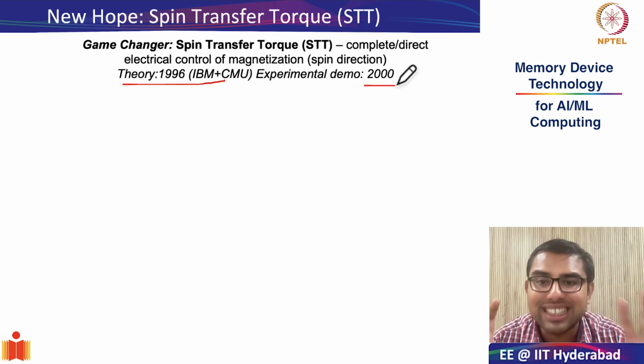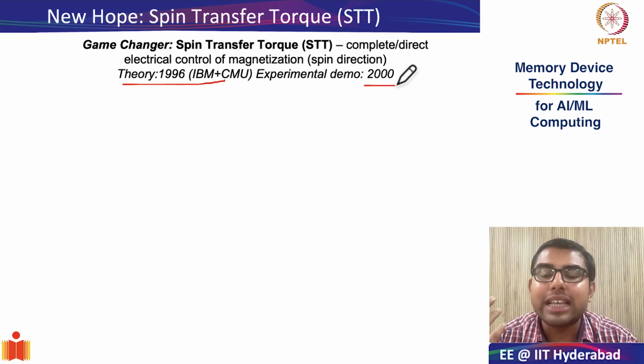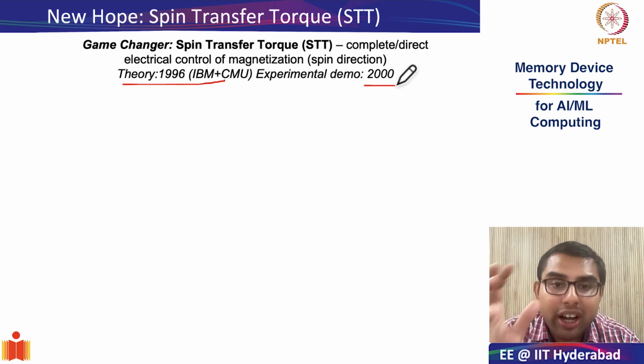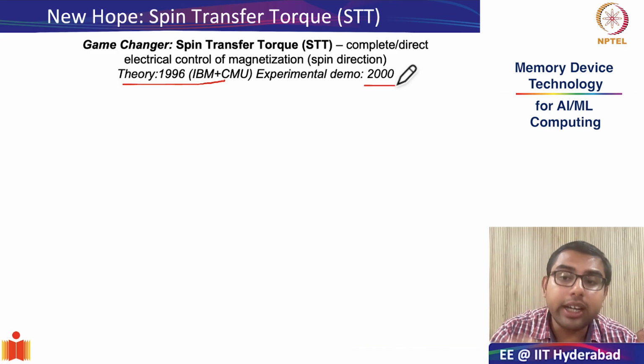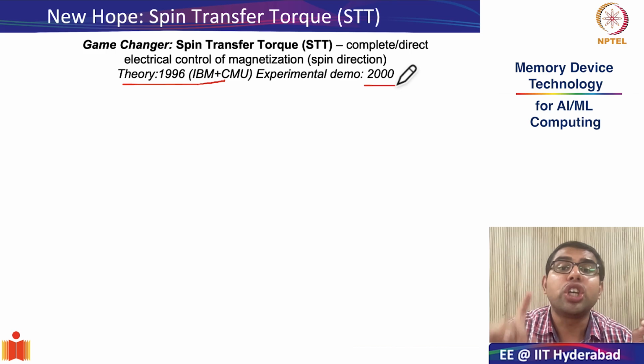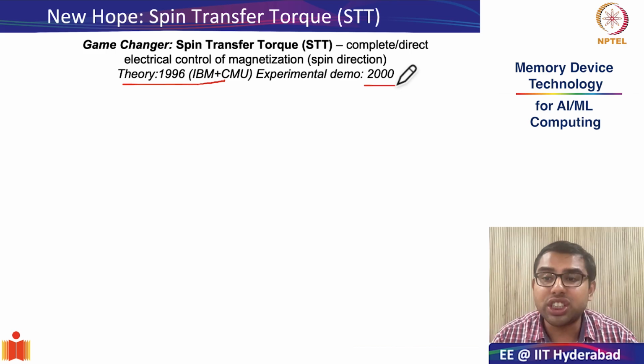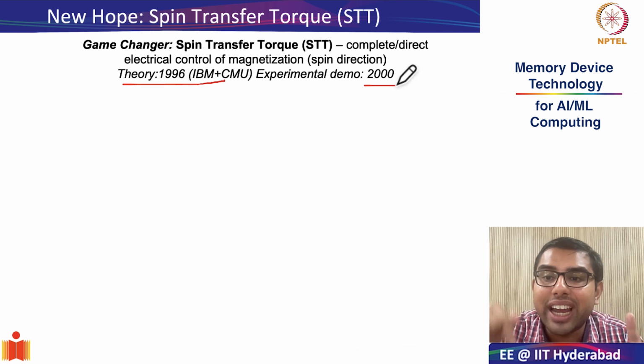Spin transfer torque is a phenomenon where a spin polarized current acts. What is spin polarized current? Spin polarized current is one where the majority of electrons have a preferential spin in one particular direction, either up or down. This is unlike charge current. Why is it unlike charge current? In charge currents, there is no preferential spin direction. 50% are in upspin and 50% are in downspin.